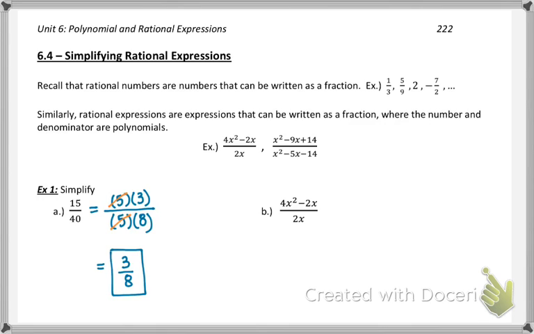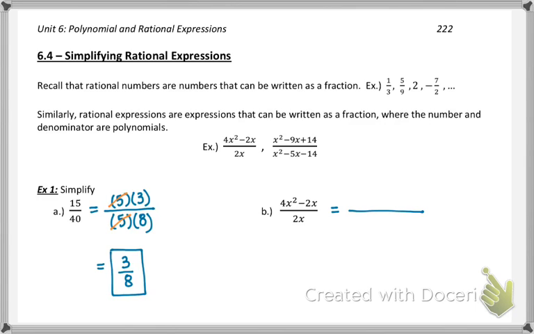So in B, we have 4x squared minus 2x divided by 2x. And the first thing I'm going to do is see if I can factor completely the numerator, and then factor completely the denominator, if I can. So in the numerator, remember our first rule of factoring is, is there a greatest common factor that I can divide out from every single term? So I'm going to leave the denominator alone and just work with the numerator first.